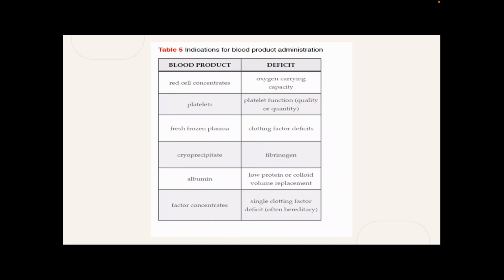If you're lacking platelets, in quality or quantity, give platelets. If you're lacking clotting factors, give the fresh frozen plasma. Sometimes in hereditary diseases you lack one clotting factor, just give them this factor concentrate. If you're lacking fibrinogen, give cryoprecipitate. A low protein or colloid volume replacement, you give albumin, basically.